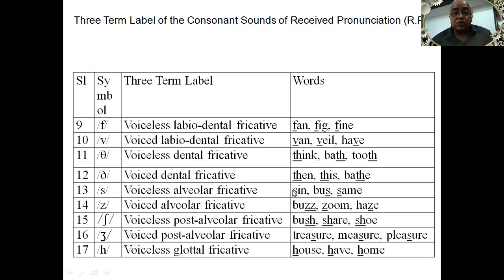So the word sin, S in the word sin, S in the word bus, S in the word same are represented by the symbol sa.